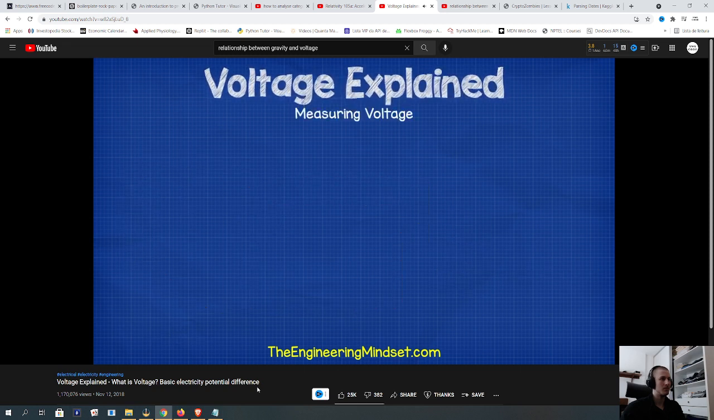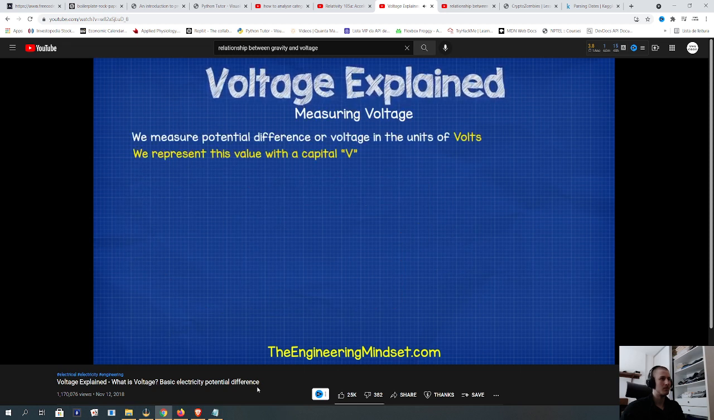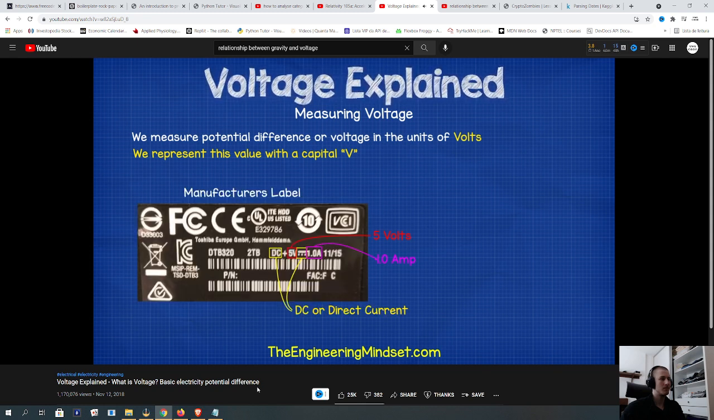We measure the potential difference or voltage with the units of volts, and we use the symbol of a capital V to show this. If you look on your electrical appliances, you will see a number next to a capital V indicating how many volts the product is designed for. In this example, the manufacturers of this USB hard drive are telling us that the device needs to be connected to a 5-volt DC or direct current supply, and it needs 1 amp of current for the device to work.